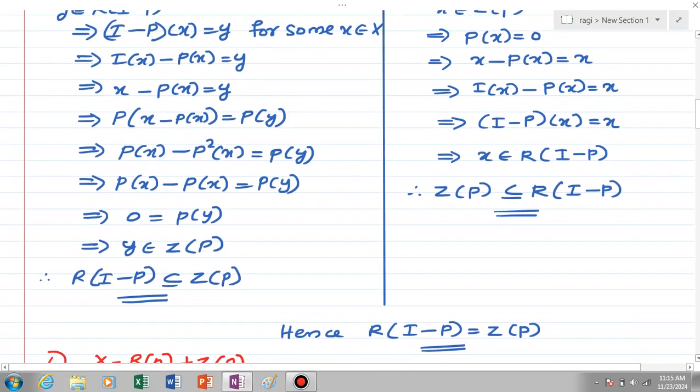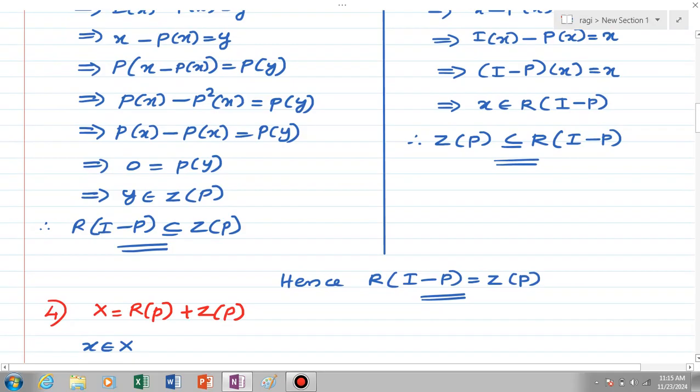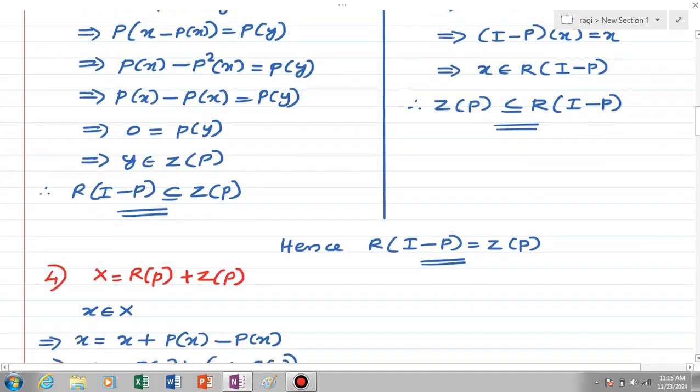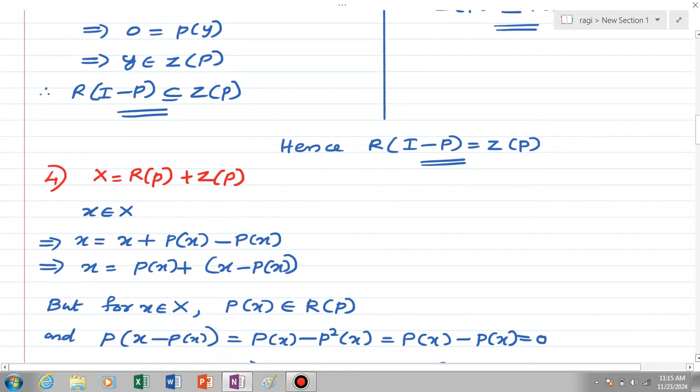Next, the fourth result is X is equal to R of P plus Z of P. That is, every element in capital X can be written as the sum of an element in R of P and an element in Z of P. Okay, for that choose X element of X. Then we can write X is equal to X plus P of X minus P of X. That is, X is equal to P of X plus (X minus P of X).